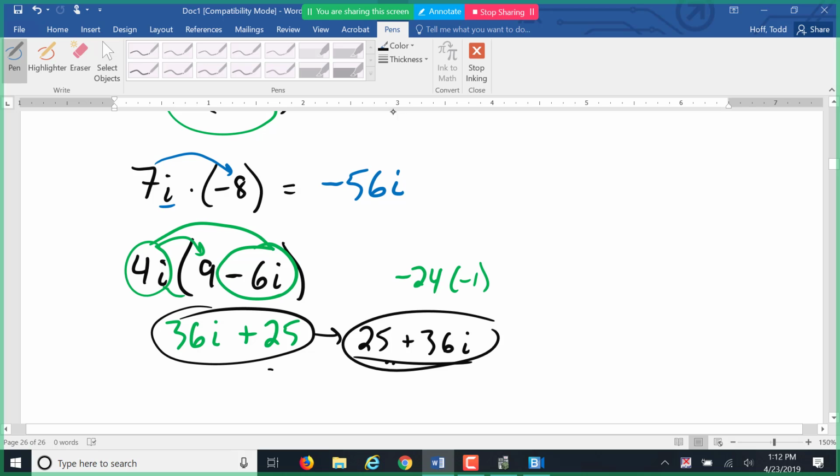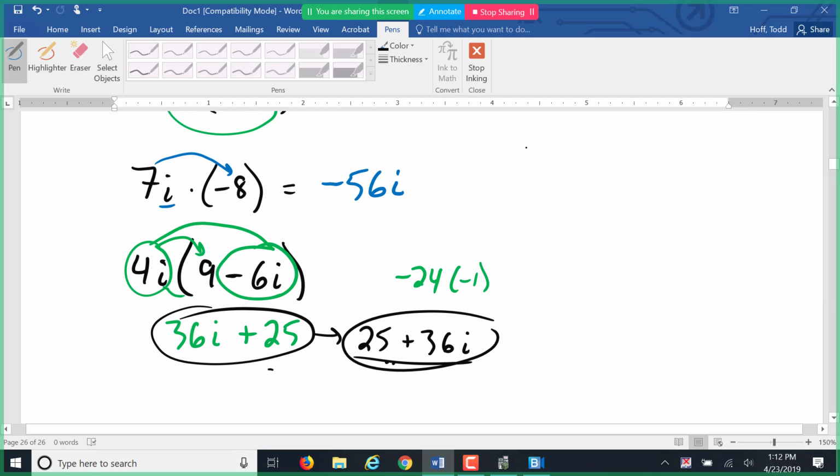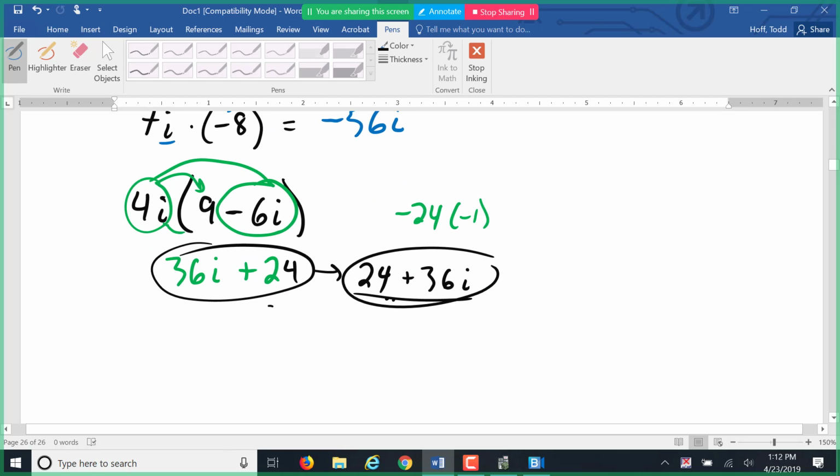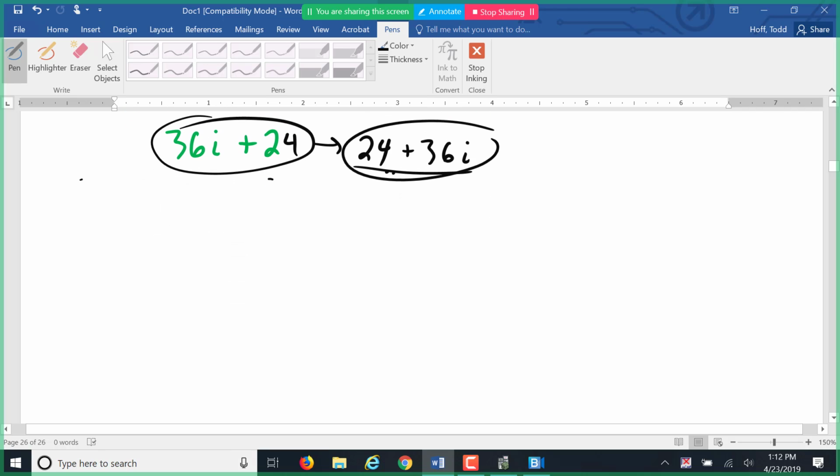Is it 25 or 24? Oh, sorry, 24, thank you. Okay. I've got a feeling it's going to be one of those days today, so keep a close eye on me. Okay. Yes, you're right, that is 24.